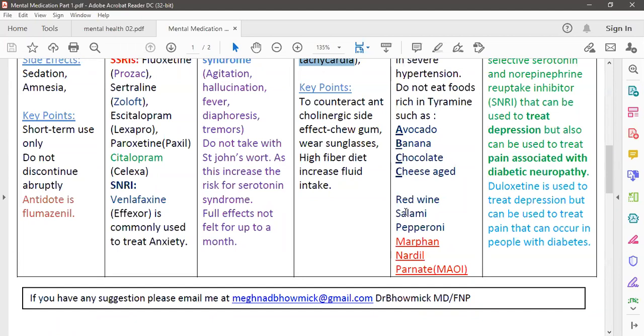I want to recap two things. The MAO inhibitor not with tyramine food. The MAO inhibitor takes time to start working, usually 4 to 6 weeks. And the MAO inhibitor is never taken with an SSRI.